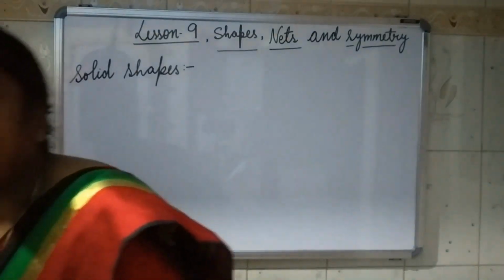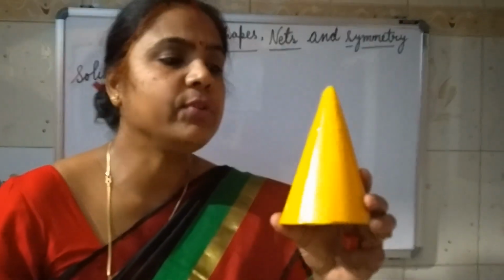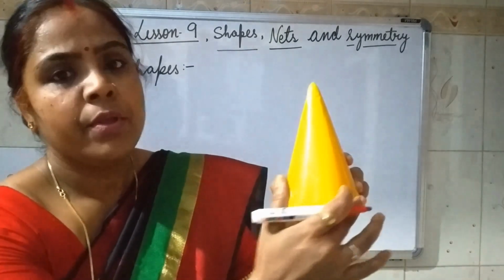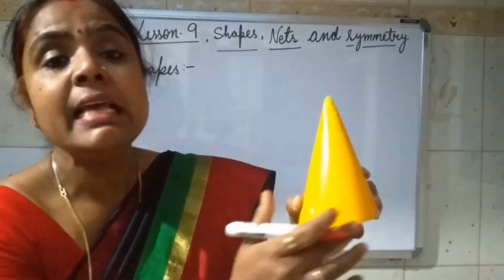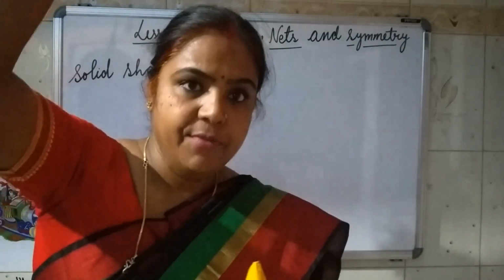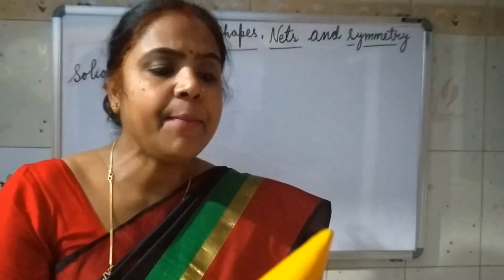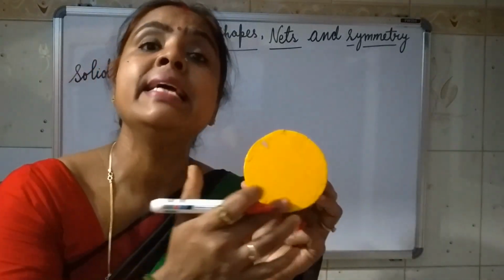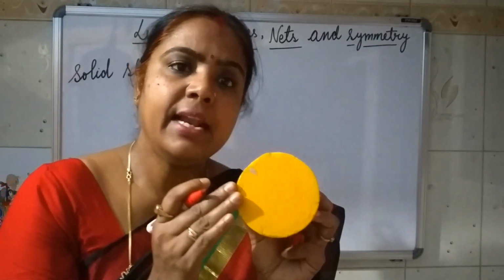If you take the cone, in case of a cone, the front view looks like a triangle, and the top view looks like a point, if you see from the top. But if it is kept like this, this is the side view, and the side view looks like a circle. Clear to everyone?